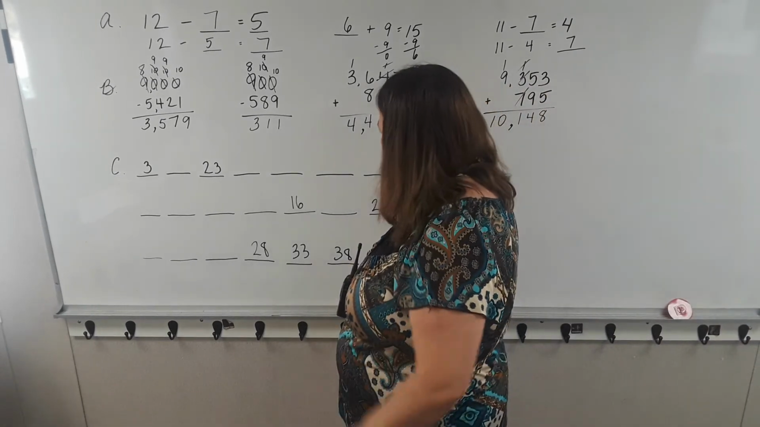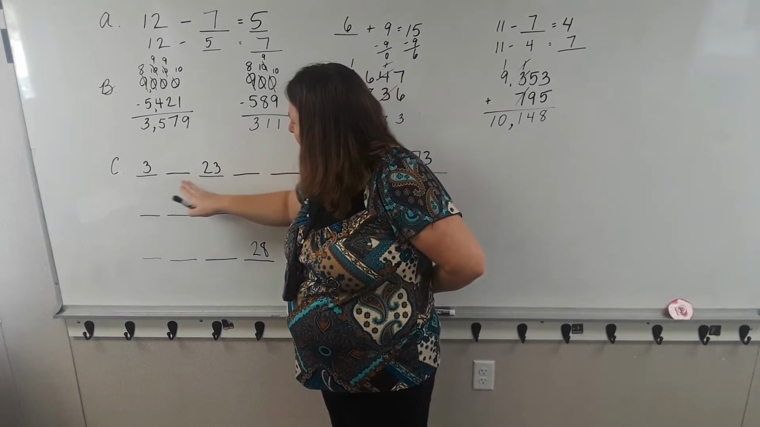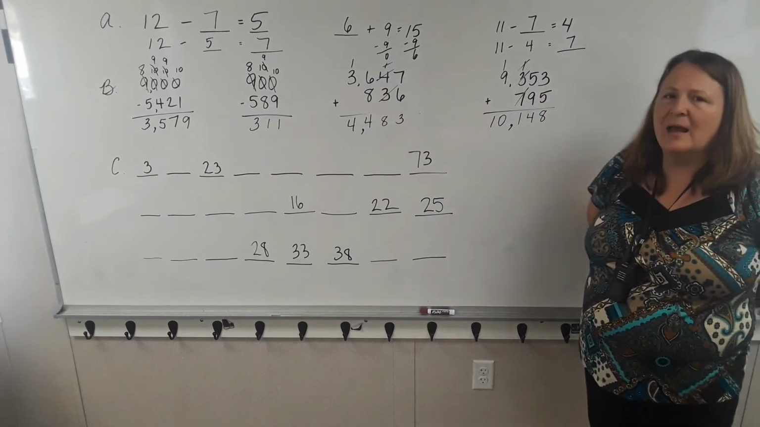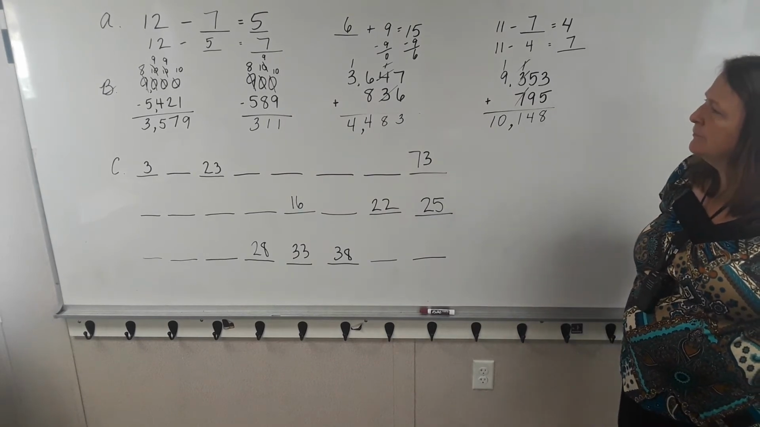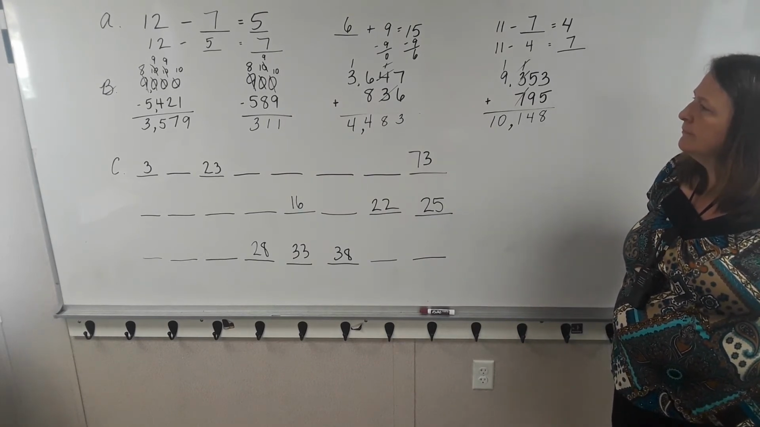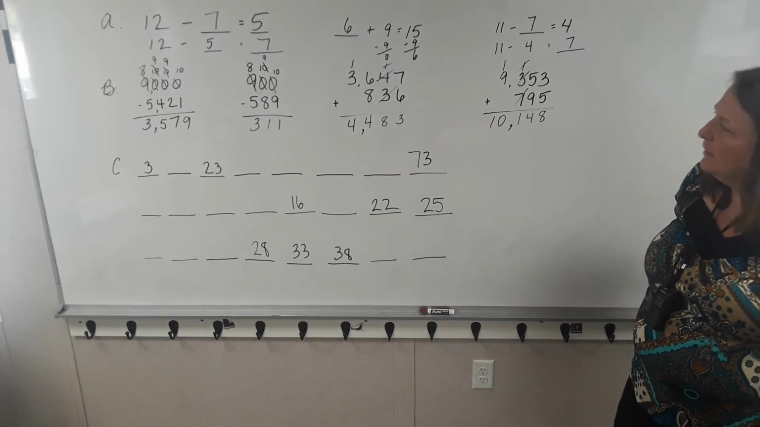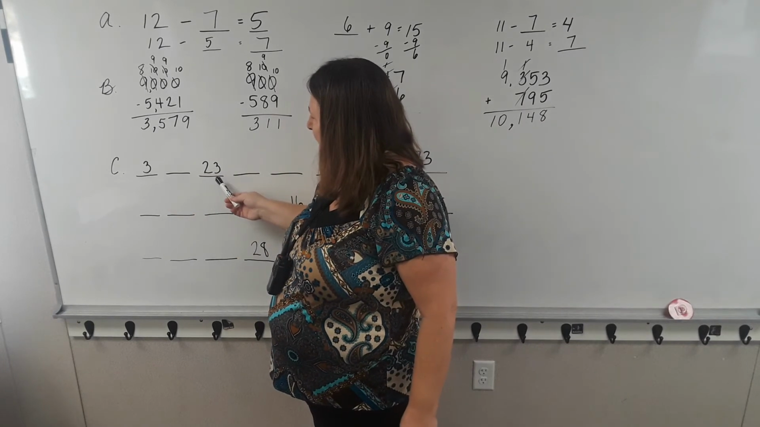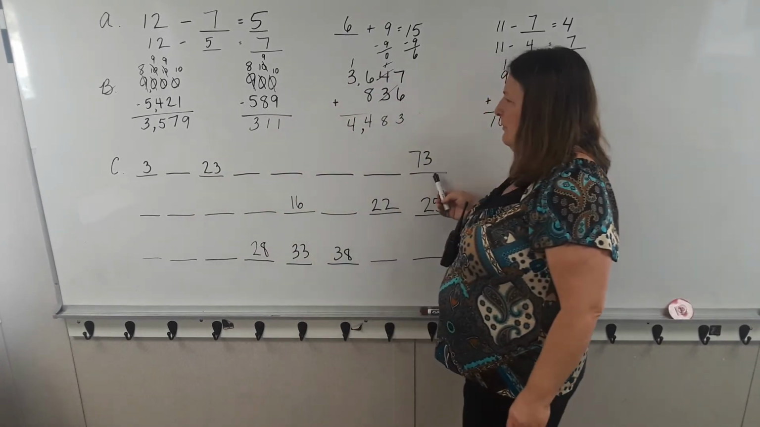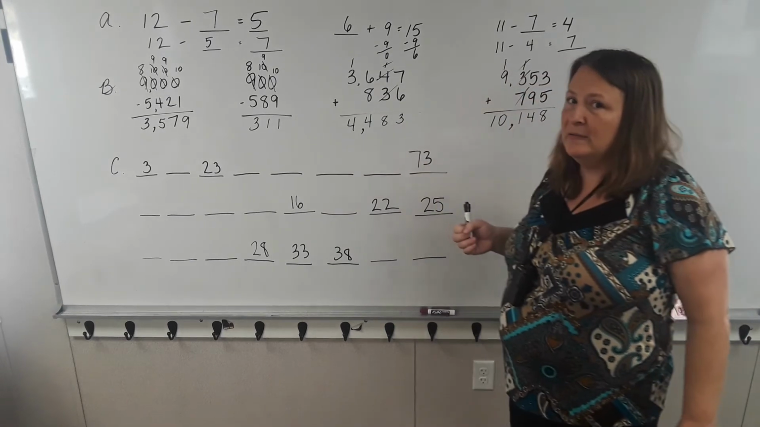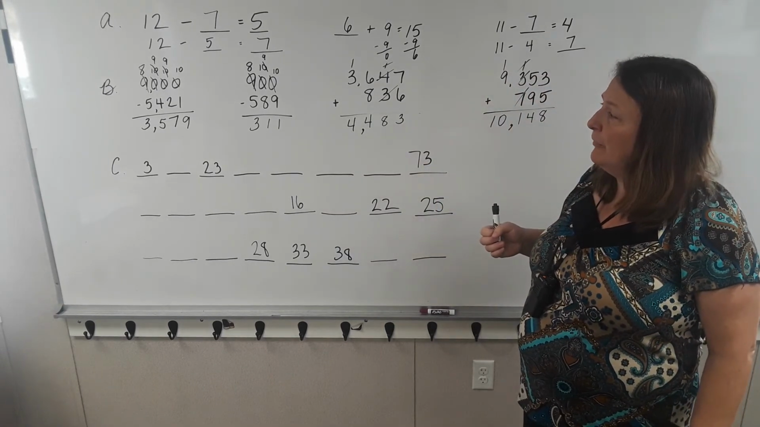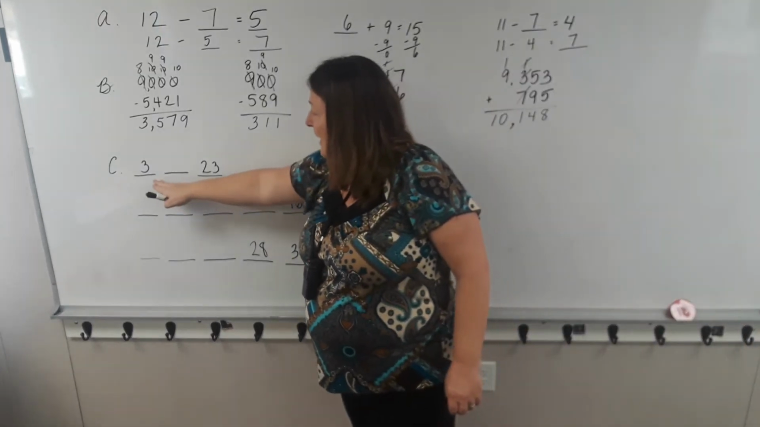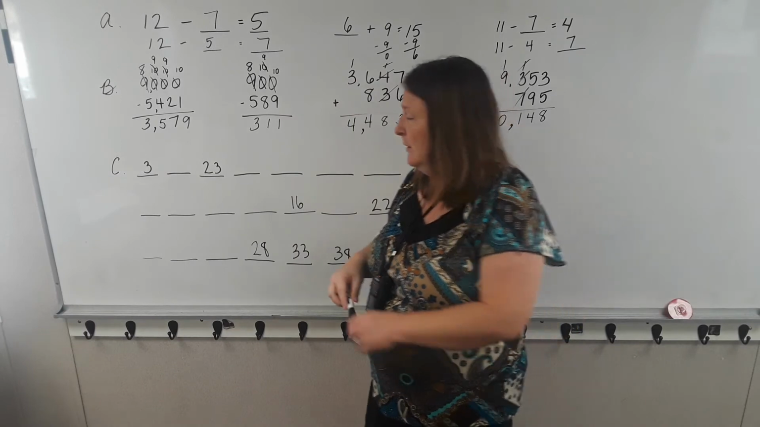Look at letter C. Give you a moment to look at this and see if you can recognize the pattern. Three, 23, 73. What do you notice? That these numbers have 3 in the ones place. So, did you guess? We're counting by tens.